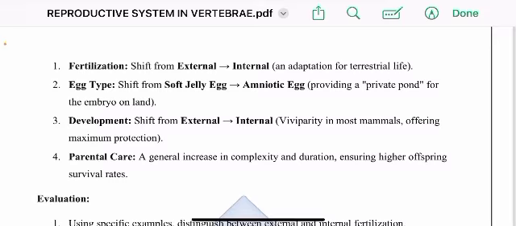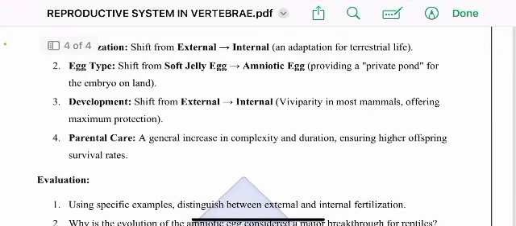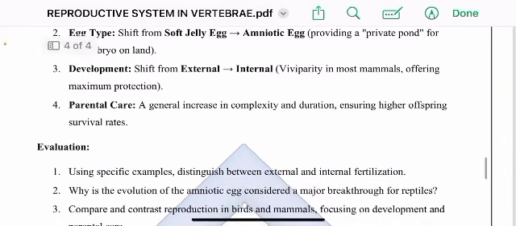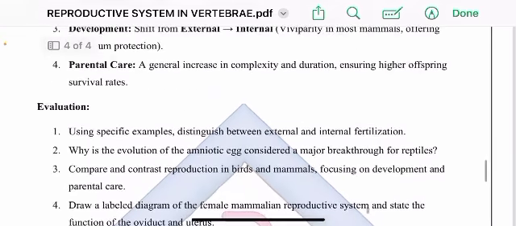Also, there's a shift in development. That's where we're talking about oviparity and viviparity, whereby development is external in oviparity, and a shift to internal viviparity in most mammals, in which it offers maximum protection, and of course mortality will be reduced. Also, there's an increase in parental care, a general increase in complexity and duration, ensuring higher offspring survival rates in these vertebrates.